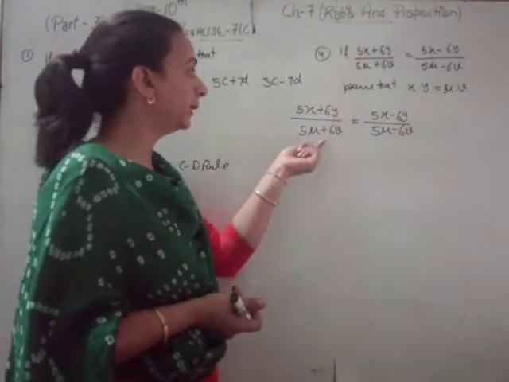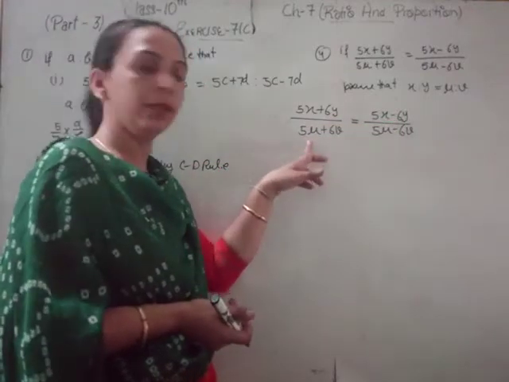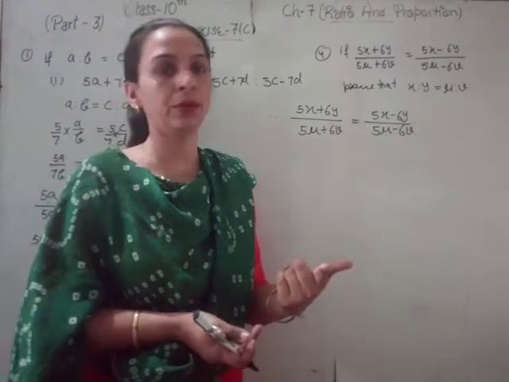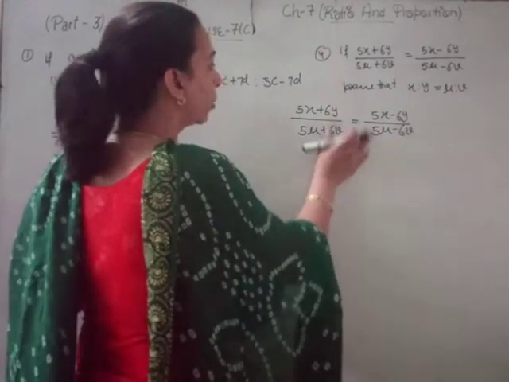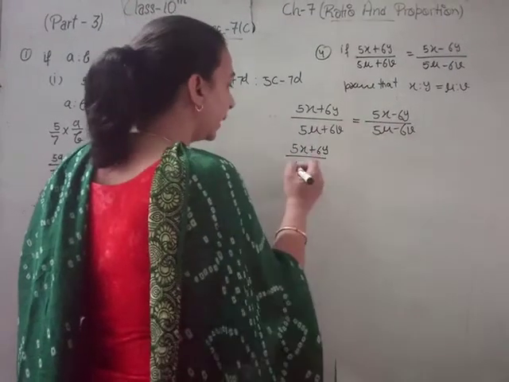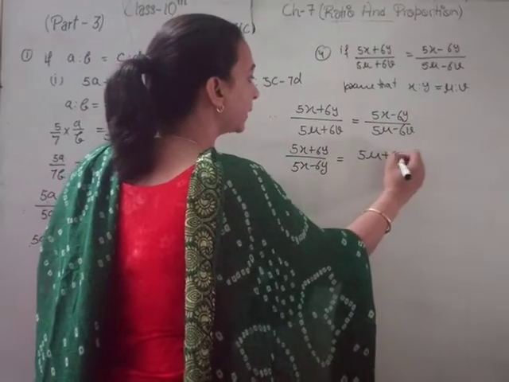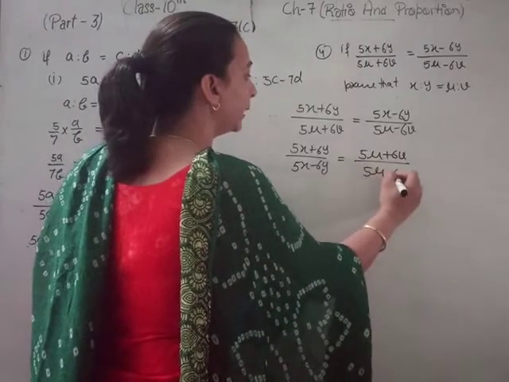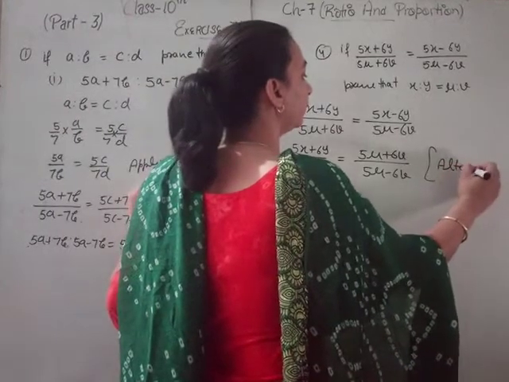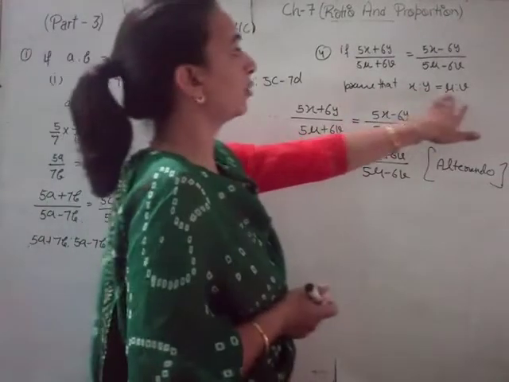This is in x and y, this is u and v. Student, we take this from the denominator and this in the numerator. For this we apply alternando property. According to alternando, then we write 5x plus 6y divided by 5x minus 6y equal to 5u plus 6v divided by 5u minus 6v. Which property apply here? Here alternando. Next we have to prove that x ratio y equal to u ratio v.